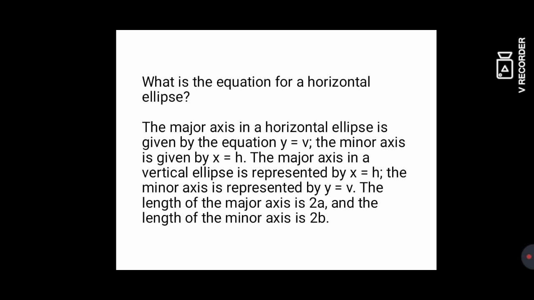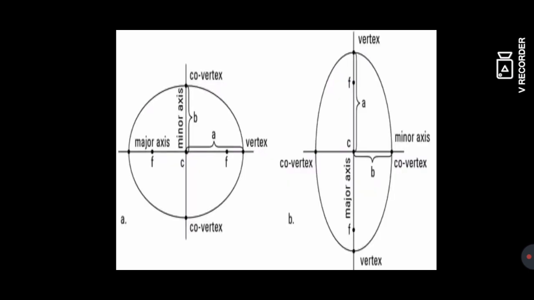The major axis in a horizontal ellipse is given by the equation y equals k. The minor axis is given by x equals h. The major axis in a vertical ellipse is represented by x equals h. The minor axis is represented by y equals k. The length of the major axis is 2a and the length of the minor axis is 2b.